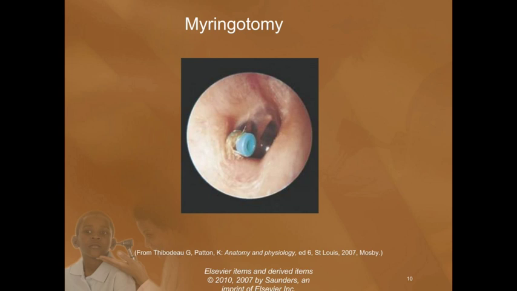If the effusion or fluid in the middle ear goes untreated, it can lead to infection, mastoiditis, hearing loss, or perforation. A surgical opening can be made into the tympanic membrane to release fluid from the middle ear. This is called a myringotomy. It's one of the most basic ENT procedures.